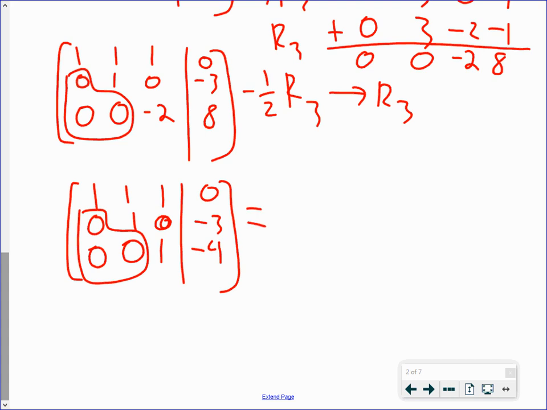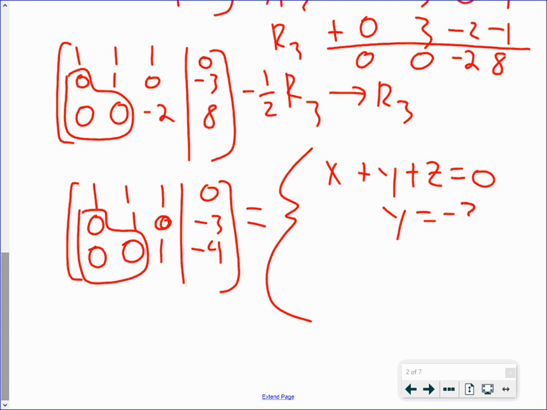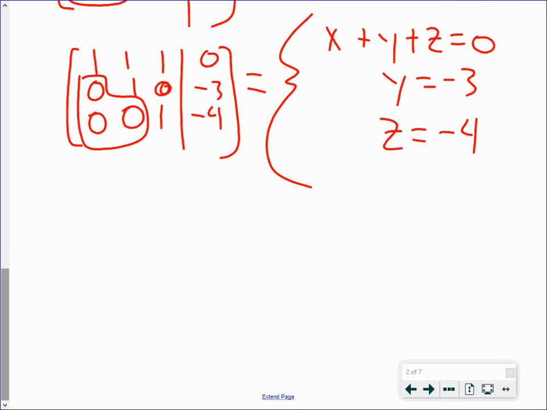So what I'm going to do now is something called back substitution, which is a fancy way of saying plug your values in backwards. So we just take this matrix and put it into a system of equations. The first row tells me x plus y plus z equals 0. The second row tells me y equals negative 3. And the third row tells me z equals negative 4. So I see I have my z value, and I have my y value. All I need to do is plug these back into the first equation, and I'll have my x value.